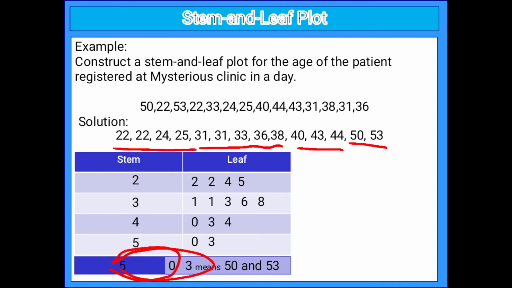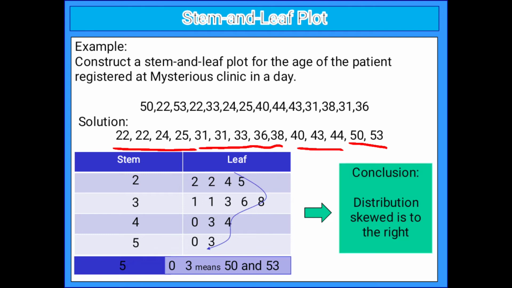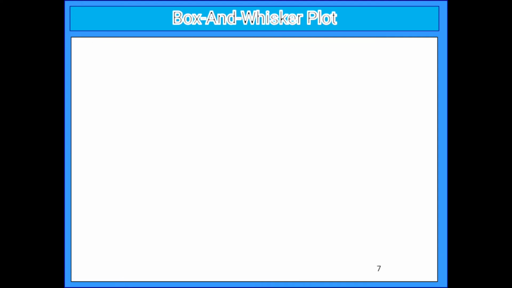Alright, so as you can see here, let us take a look and draw a line again based on the distribution of the lines. So when we draw a line here, we can determine what kind of distribution it is, or what is the shape of the distribution. So we can conclude that the distribution is skewed to the right or positively skewed. Okay, so let's move forward now to the next method for finding the shape of the distribution.